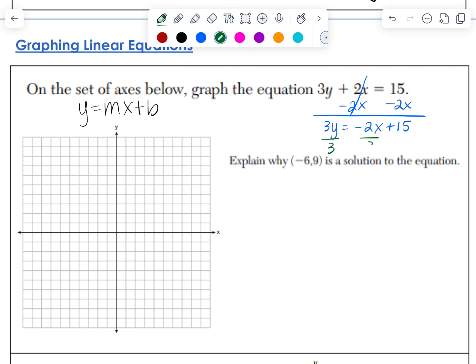Now I need to divide every piece by 3. And now I'm going over here to write y equals, those cancel.